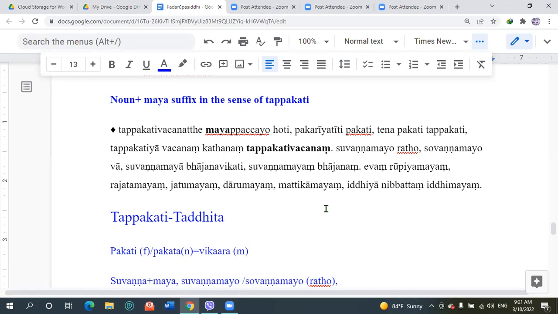But in this karma, pakati and vikara are the same. But it is not displayed in the Padarūpasiddhi. But in the Bhasa it is displayed. Narika, page number 154, you can find it.